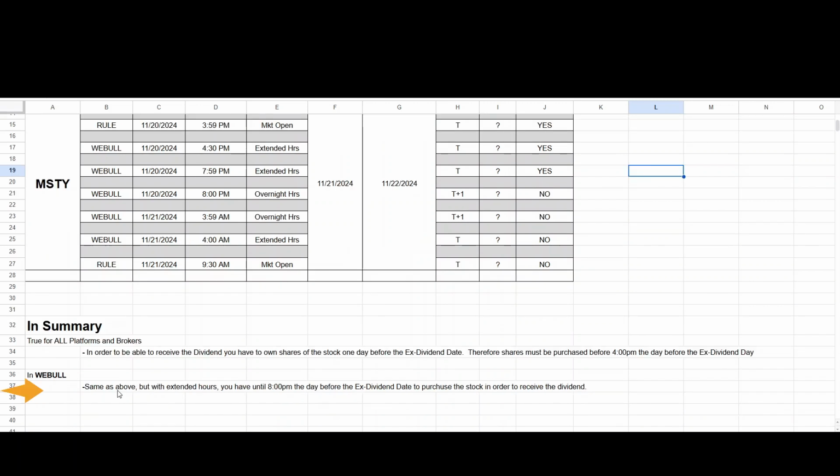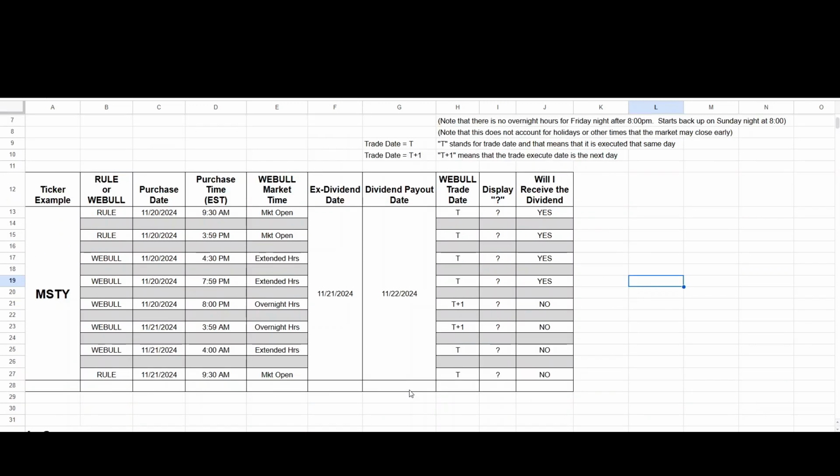So in Webull, it's the same rule as above, what we just went over, of owning the shares before the ex date, but they allow you, with the extended hours, until 8 p.m. the day before the ex-dividend date to purchase the stock in order to receive the dividend. So for all brokers, as long as you purchase the stock before market close on the day before the ex-dividend date, you will receive and be eligible for the dividend.